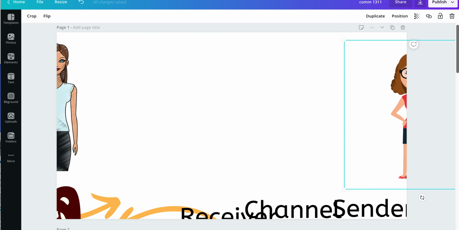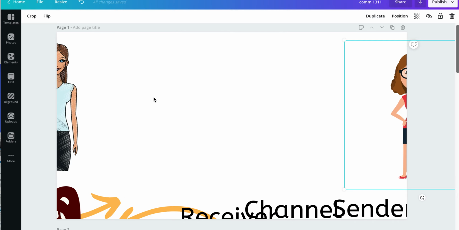Guys, here is a quick demonstration of the communication model. This is the first page in your workbook, but I'm super excited about it because this is something that you will use quite frequently, or that you use every single day. Okay, so the communication model.